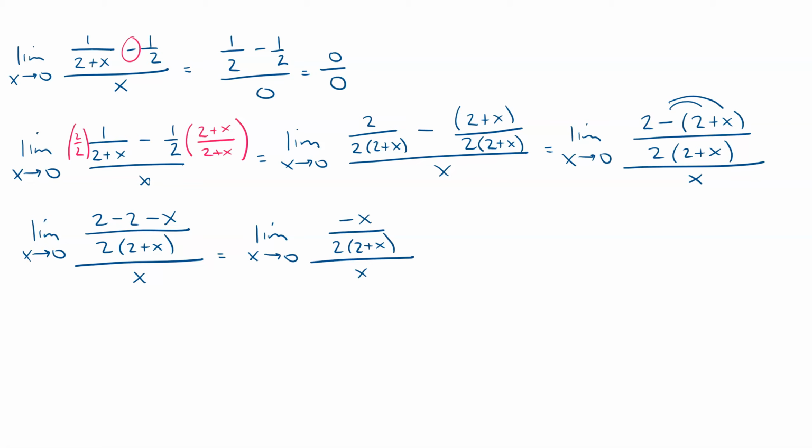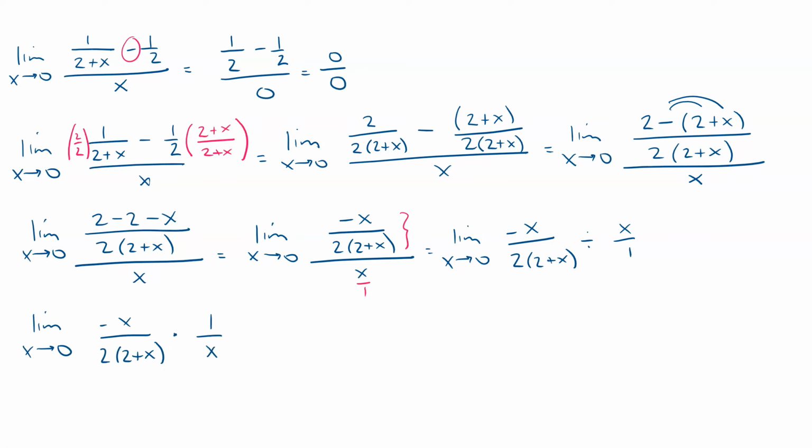And at this point, what I have is a fraction over a fraction. So now the math is asking me to divide these fractions. So I'm going to go ahead and set that up. I'm going to invert and multiply. And now my x's cancel.